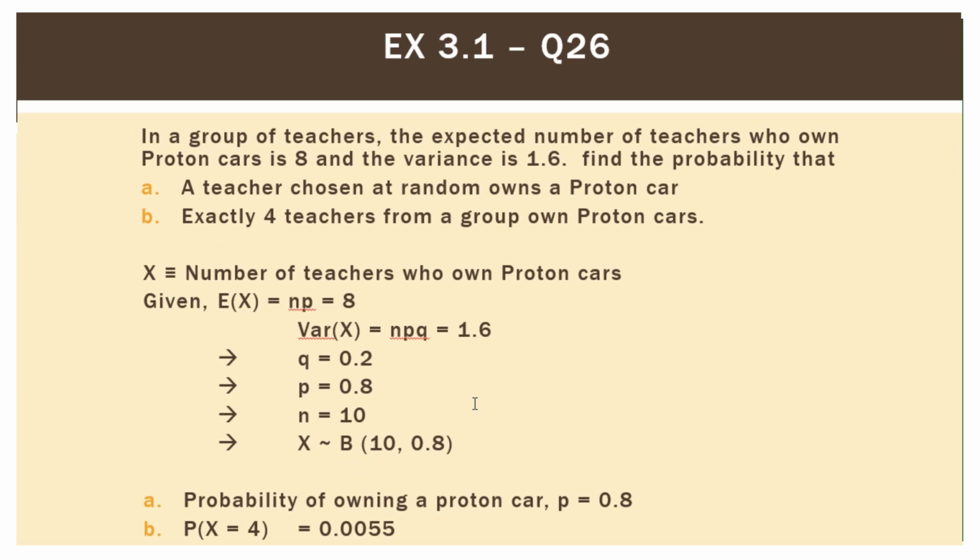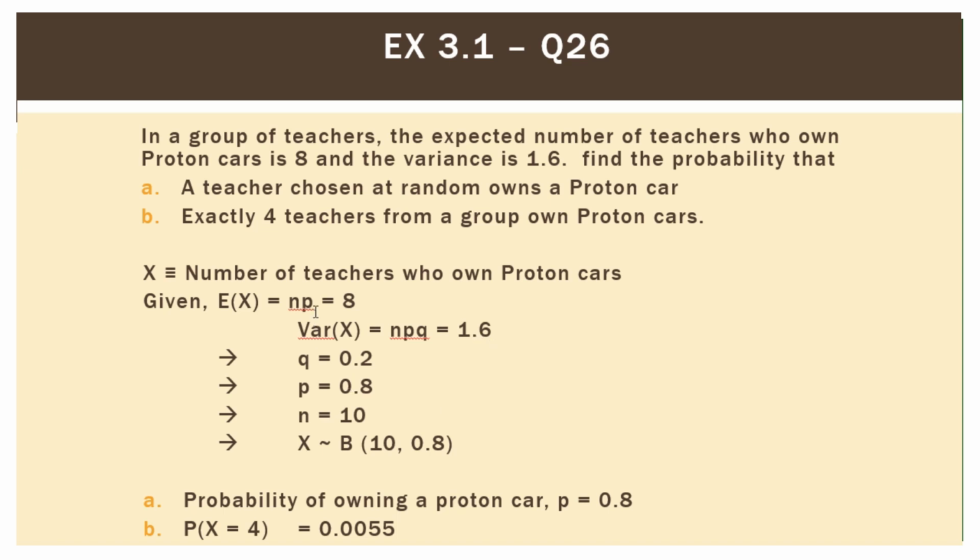Okay, question 26 is a little different. The expected number of teachers who own a proton car is 8. So they're telling you N times P is 8. And the variance is 1.6. And they're saying NPQ is 1.6. So what they're doing in this question is they're giving you the N times P and they're giving you the NPQ. You need to work backwards.